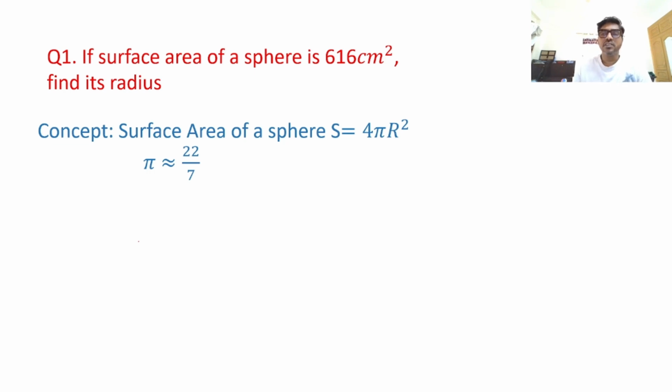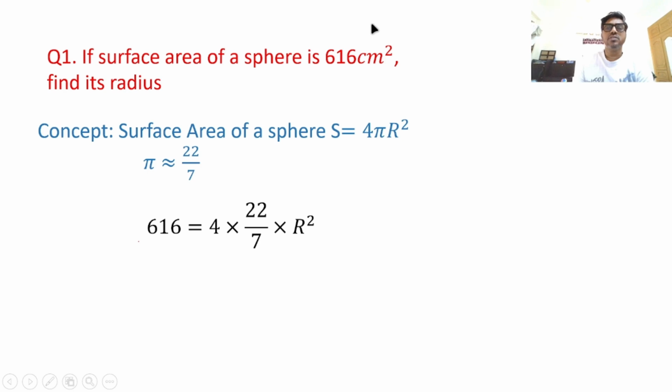And pi is an irrational number. It comes in circumference, surface areas of spheres and circles. So pi is approximately equal to 22 by 7, which is what you will take in this chapter. If not mentioned, you take pi equal to 22 by 7, but it's not the exact value. Please remember, it is only an approximate value. Okay, now let's solve it.